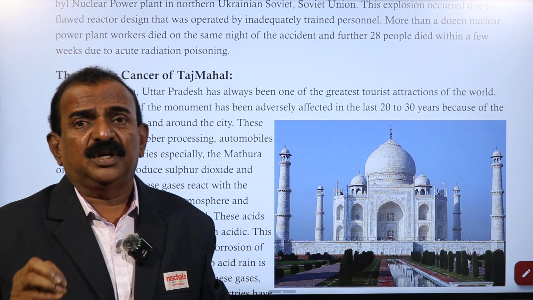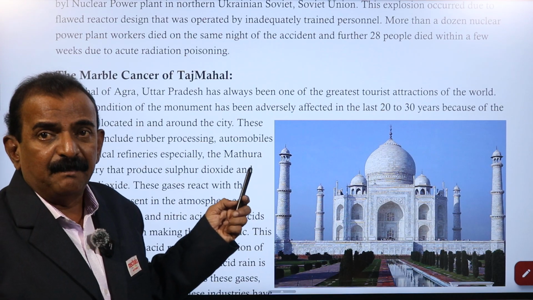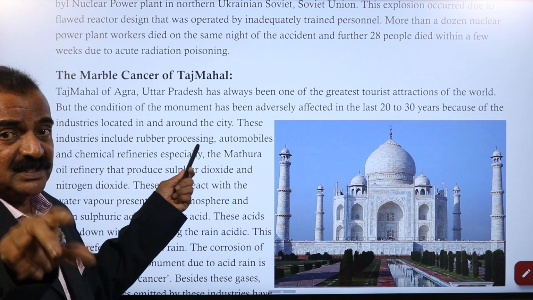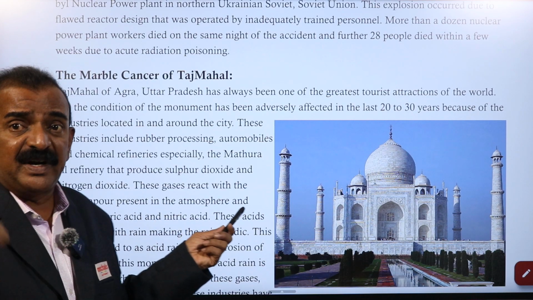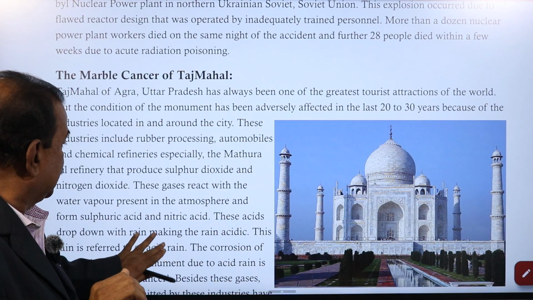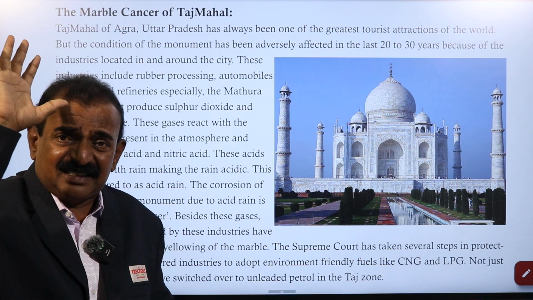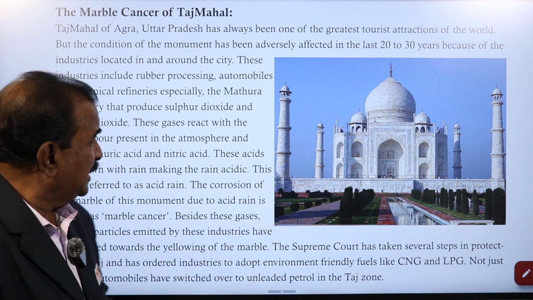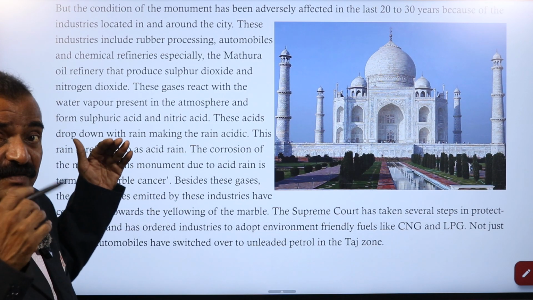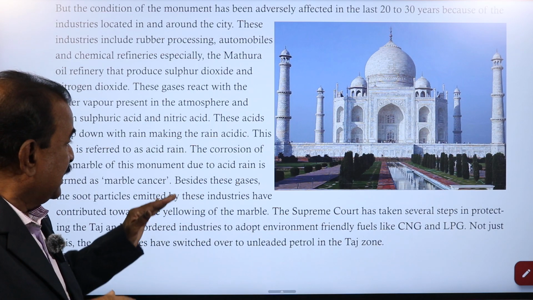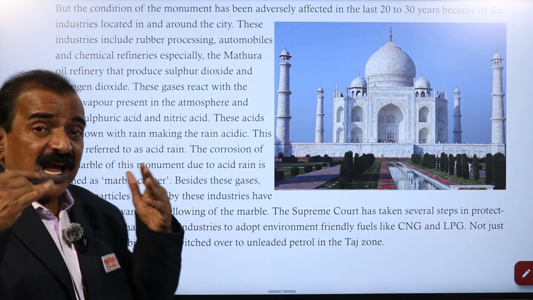Again, soot is also introduced by the factories, and this soot discolors the white nature of the marble. So these industries, including rubber processing industries, automobile industries, chemical refineries, and the Mathura oil refinery, produce sulfur dioxide and nitrogen dioxide, which react with water vapor present in the atmosphere, and finally they fall as acid rain on Agra city and on the Taj Mahal, and they cause damage to this monument.